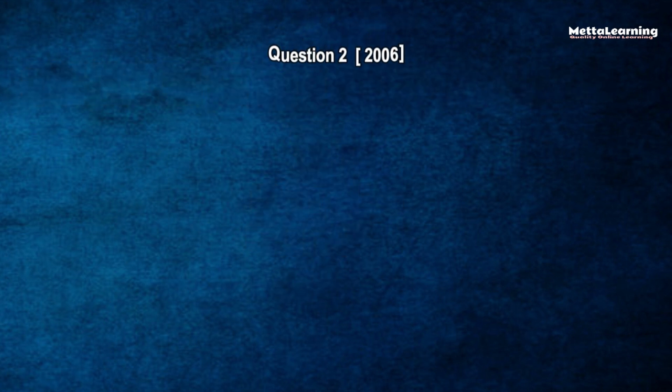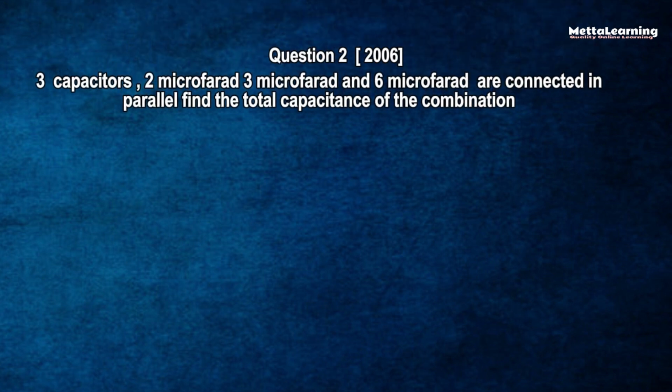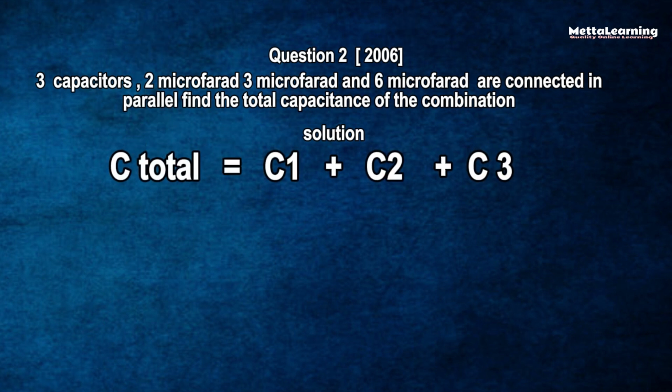The second question we have here today is from the WAEC past question 2006. It says 3 capacitors, 2 microfarad, 3 microfarad, and 6 microfarad are connected in parallel. Find the total capacitance of the combination. When you see a question like this, where we are told that 3 capacitors are connected in parallel, we'll be using the formula: the total capacitance is equal to the first capacitance plus the second capacitance plus the third capacitance.